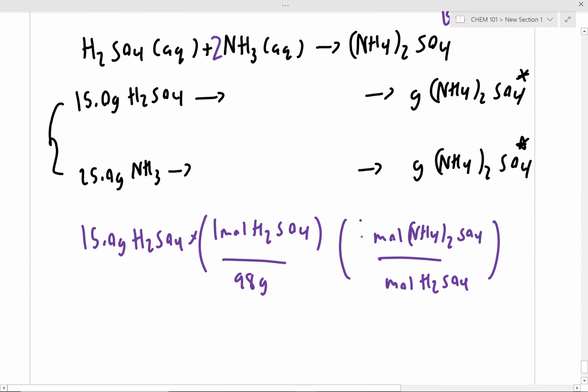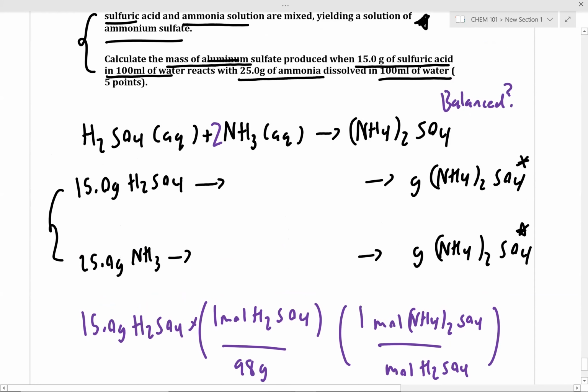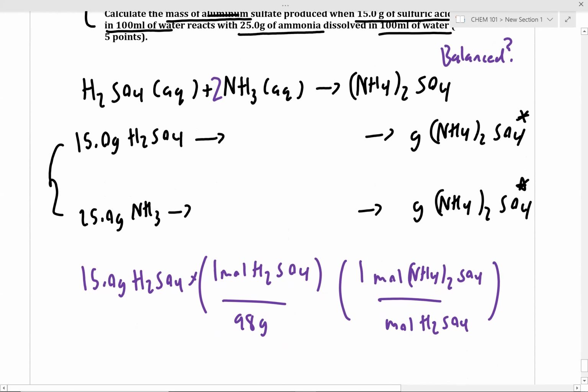Okay, so we know for every 1 mole of ammonium sulfate produced, we have how many moles of sulfuric acid consumed? What's our mole ratio? What are our coefficients? What are our numbers in front? What's our ratio for ammonium sulfate to sulfuric acid? Yep, 1 to 1.